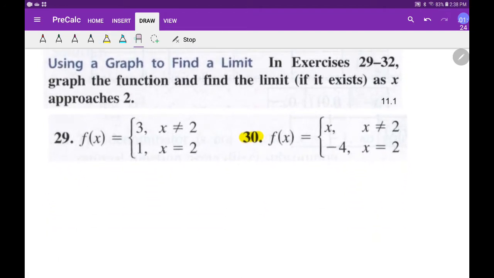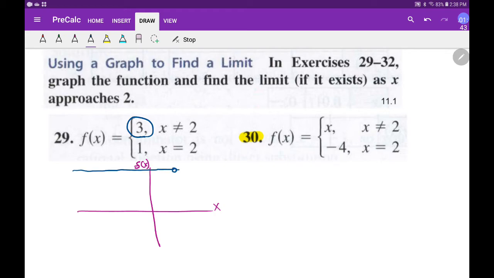Okay. So here we go. We're going to say, here's my function, here's x, here's f of x, and what's going on? Well, most of the time, f of x is 3. Most of the time, except for this one time when x is 2. And then it's 1. Okay? So we want to know the limit as x approaches 2 for f of x, whatever this is.